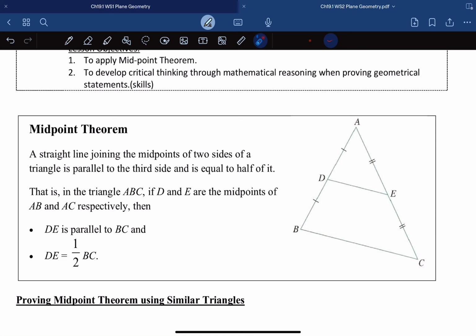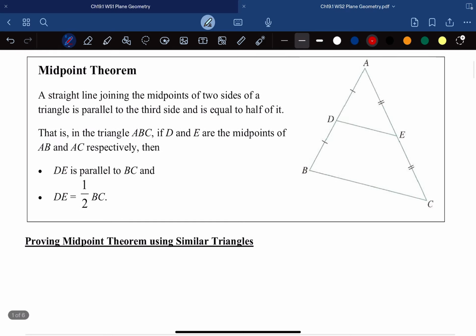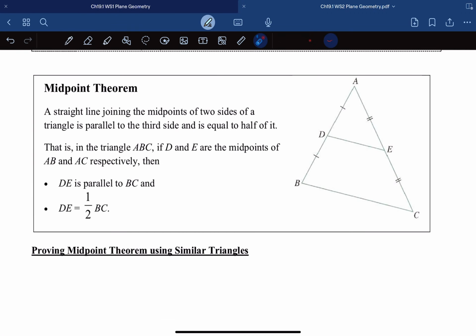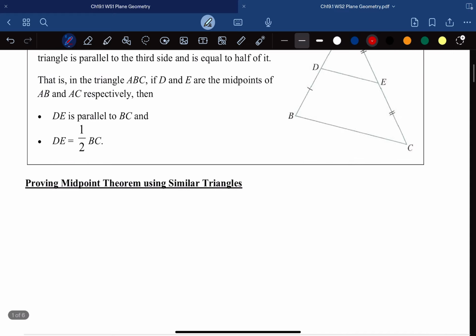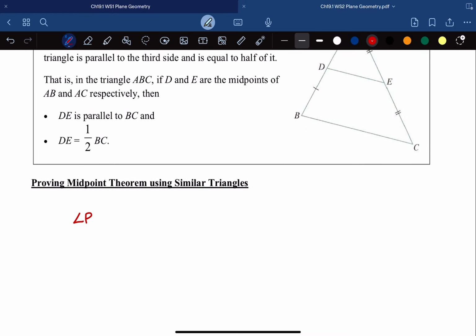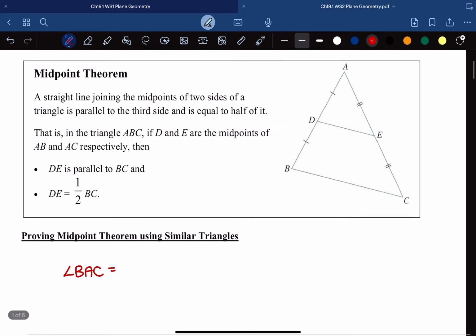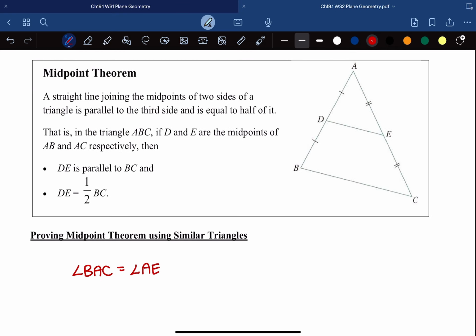Let's look at a very simple proof of the midpoint theorem using similar triangles. For this case, I'll use the SAS similarity test. I note that angle BAC in the big triangle is the same as angle DAE, so this is the first thing I can write. Angle BAC equals angle DAE. This is a common angle.